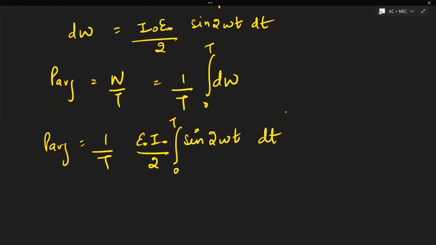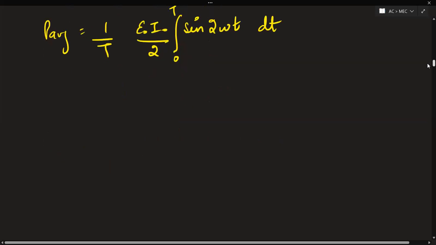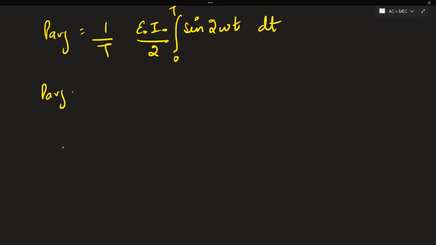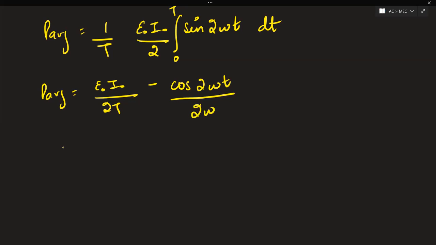All right, class. This much is clear to all of you? Till this, now just integration is left. Clear? Yes, ma'am. Okay. Now we just have to integrate this from 0 to t. Time period we have chosen as t. So put all these things together. Power average will be E naught I naught divided by 2t. Now, when you integrate sine 2 omega t, you will get firstly a negative sign for cos, and you'll write 2 omega t. And 2 omega is the constant, so it will get divided in case of integration. And limits are from 0 to t.